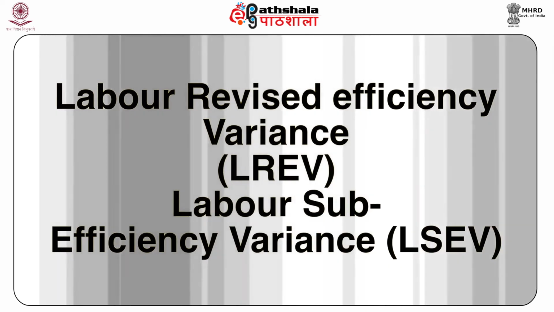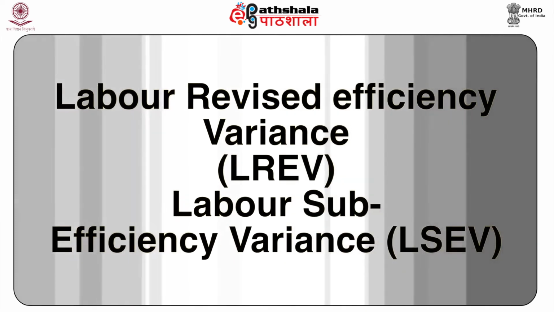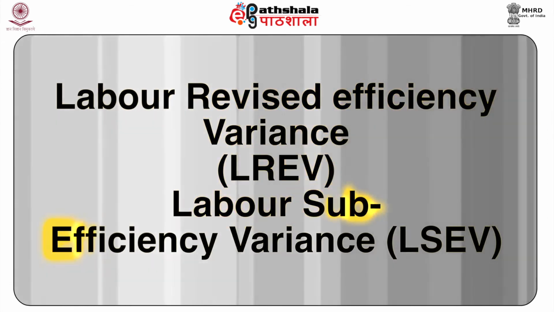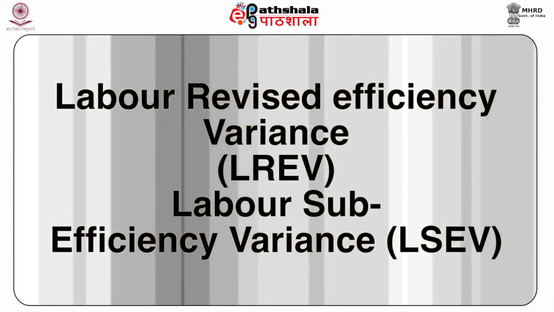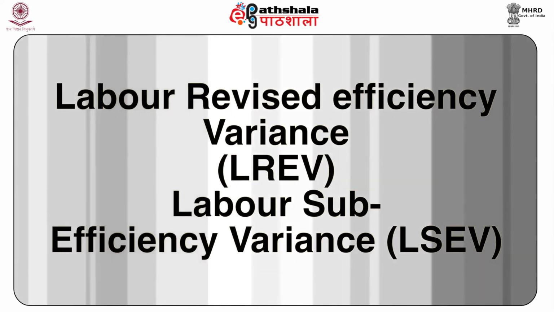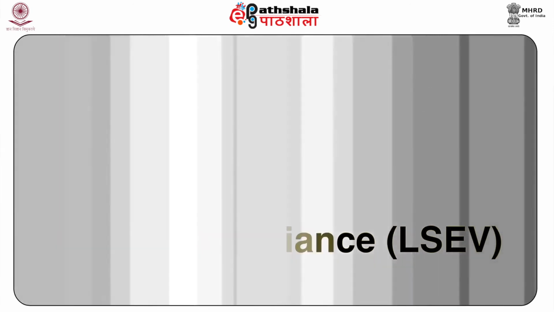If the total actual hours of all the labor are equal to total standard hours of all the labor, the revised standard hours would be the same as the standard hours. This variance would be adverse when the actual hours are more than the revised standard hours and vice versa. We will now understand labor revised efficiency variance, in short LREV, or labor sub-efficiency variance, in short LSEV.